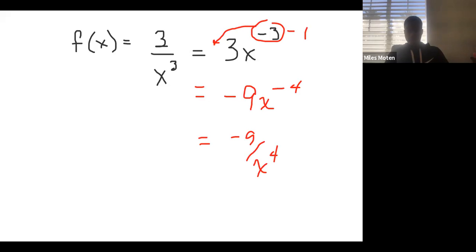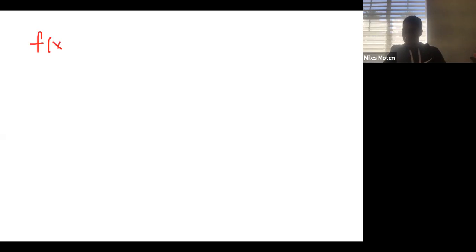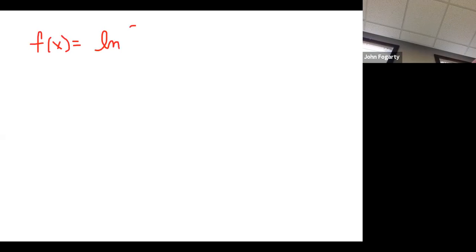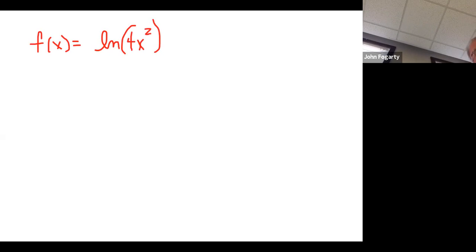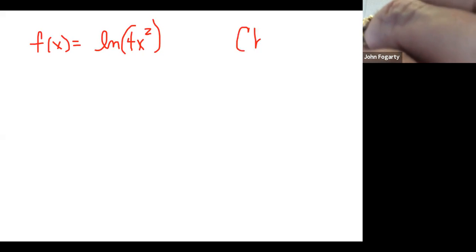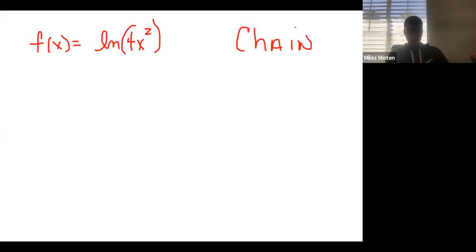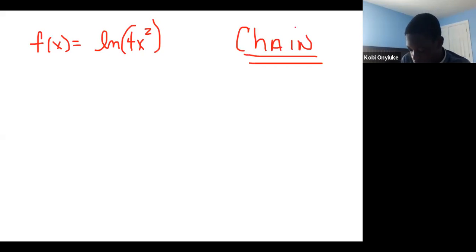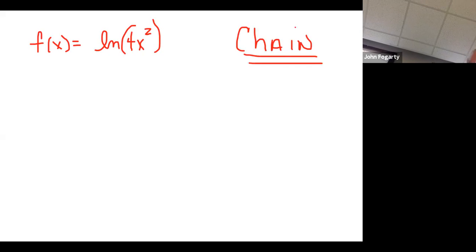All righty. Now, how about we look at number 9, right? Number 9 says f of x equals the natural log of 4x squared. Now, this one, gentlemen, is what we were talking about last week at the end of the week, right? What rule is this? Natural log rule. We got the natural log thing. How do you find the derivative of the natural log? But we also have what going on?